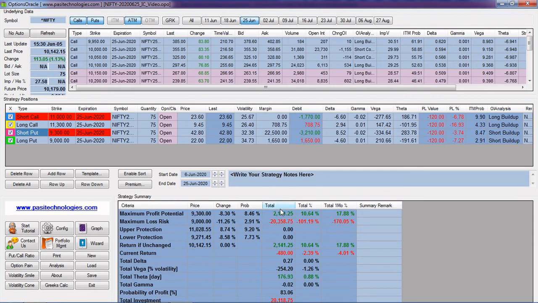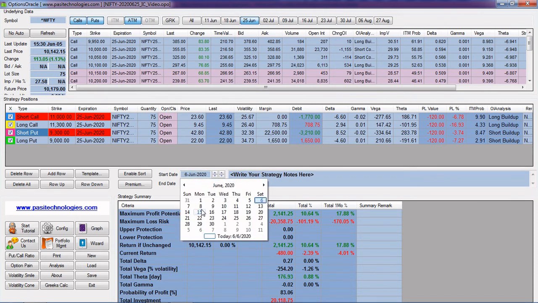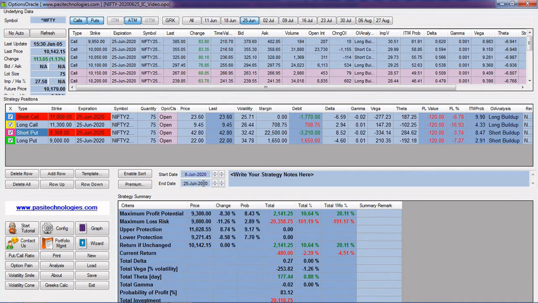Remember, you have to use the same as your stop loss or exit criteria. Whenever your loss goes more than 2,141, you have to exit. Otherwise, you would be hitting this. You will be at risk of a maximum loss of 20,358. And you can see here your entry date, you can put it as 8 June, and you can see the end date as 25 June.